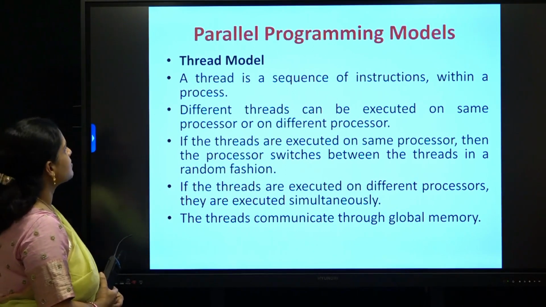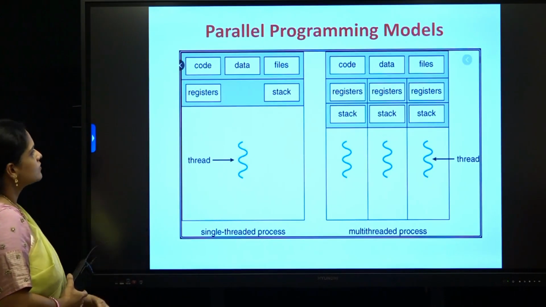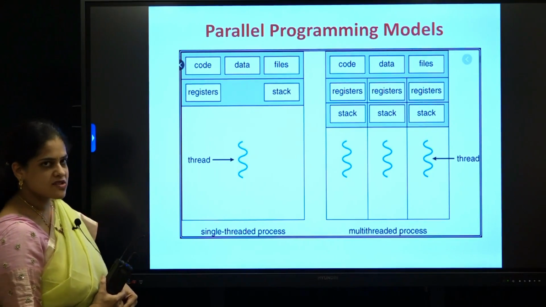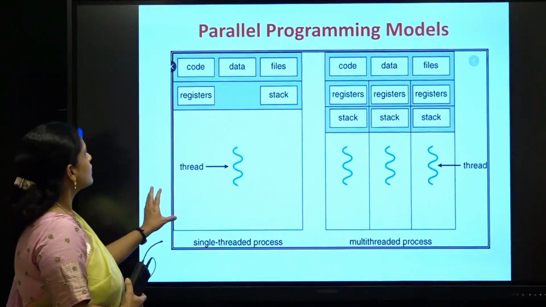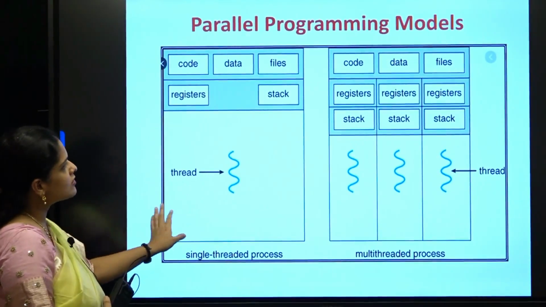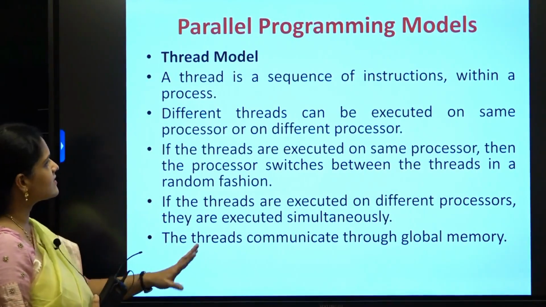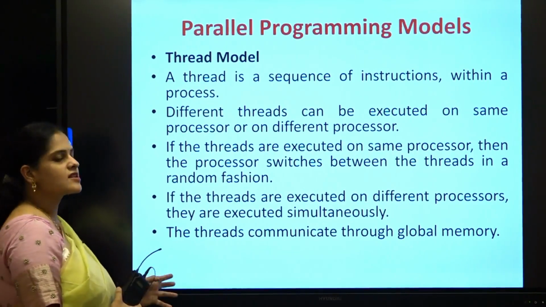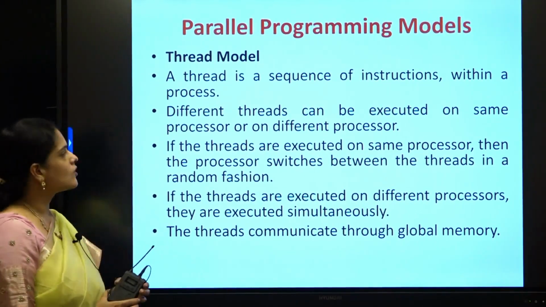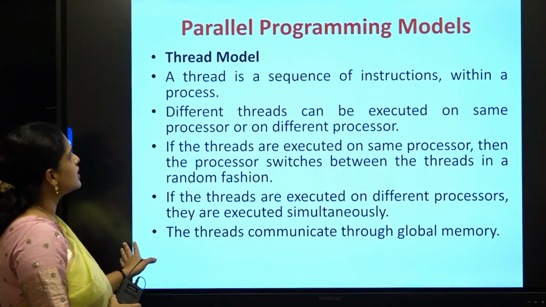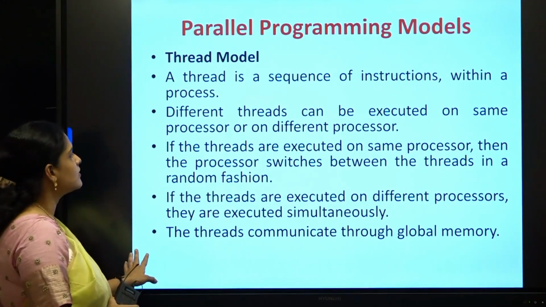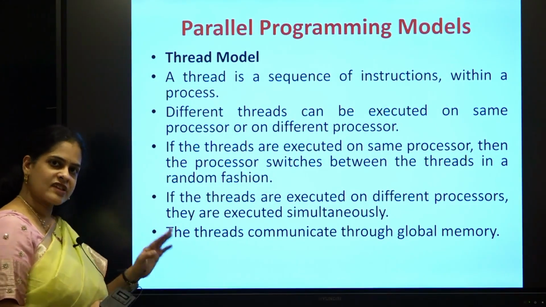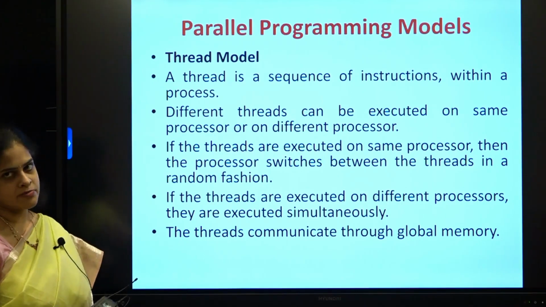Next, the third type of model is the thread model. Here we have single-threaded processes and multi-threaded processes. In case of a single process, you can execute multiple tasks. Different threads can be executed on the same machine or on a different machine. As we know, a thread is nothing but a unit of execution. So, multiple instructions can be executed on multiple threads at the same time, and the threads can reside on either the same processor or on a different processor.